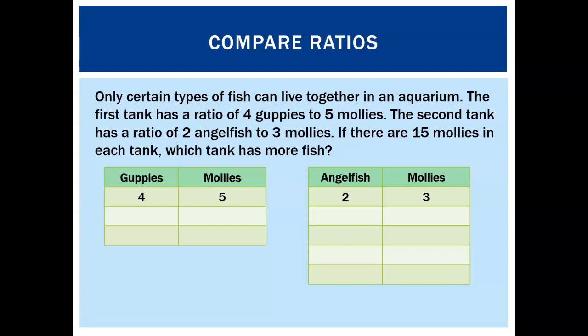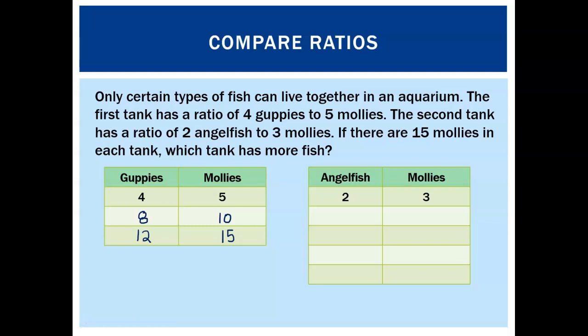In the first tank, we have a ratio of 4 guppies to 5 mollies. We can create equivalent ratios by multiplying both the number of guppies and the number of mollies by the same number. 4 times 2 will give us 8, and 5 times 2 will give us 10. There are 8 guppies to 10 mollies. Next, we could multiply 4 times 3 and learn that we have 12 guppies. 5 times 3 is 15 mollies. The question asks, if there are 15 mollies in each tank, which tank has more fish? We have enough information in this table to answer the question.